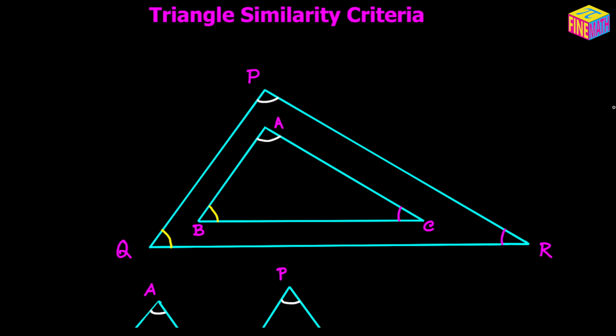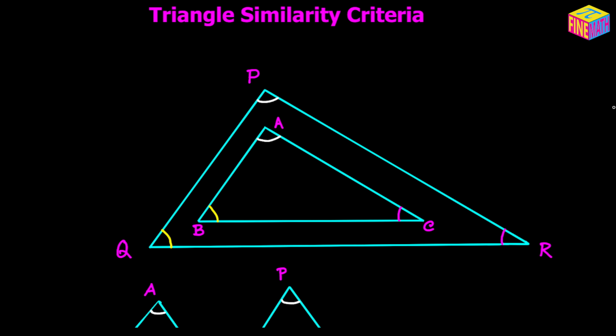Hi everyone, in this video we are going to discuss similar triangles and the criteria of triangle similarity. So, what are similar triangles? Well, similar triangles are those triangles where the three internal angles of a triangle are equal to the corresponding three internal angles of another triangle. Even though their size may be different, their shape would be similar.